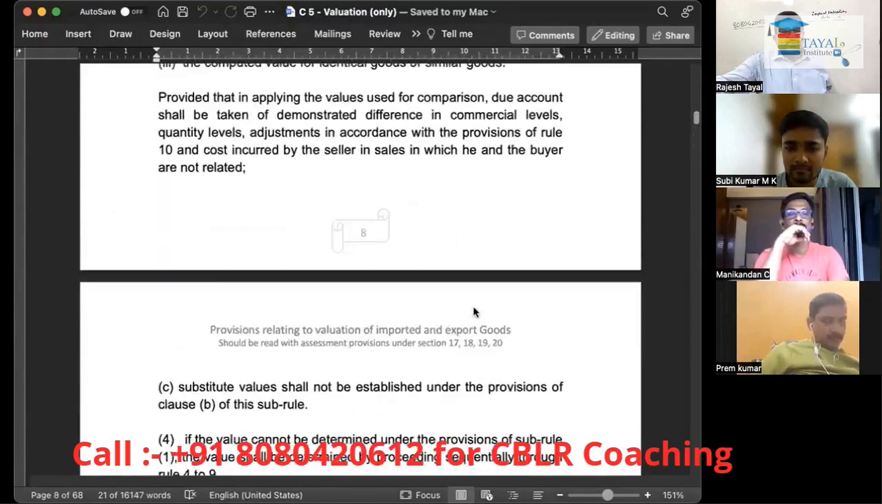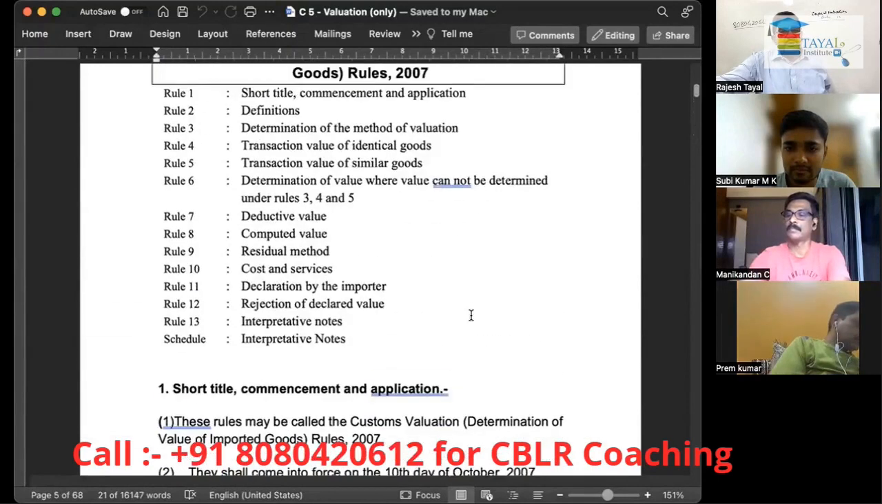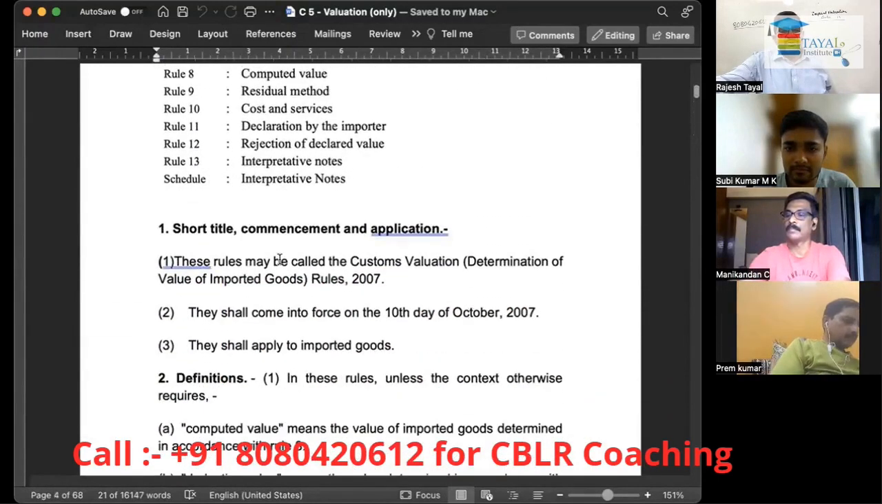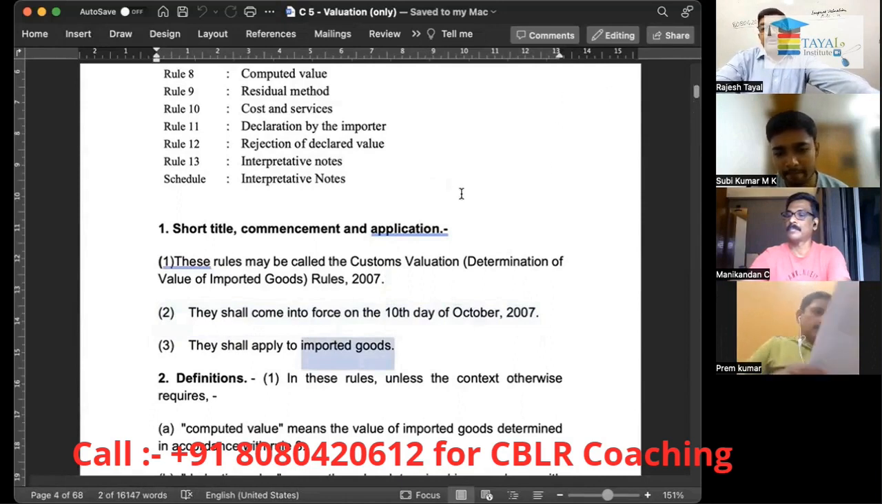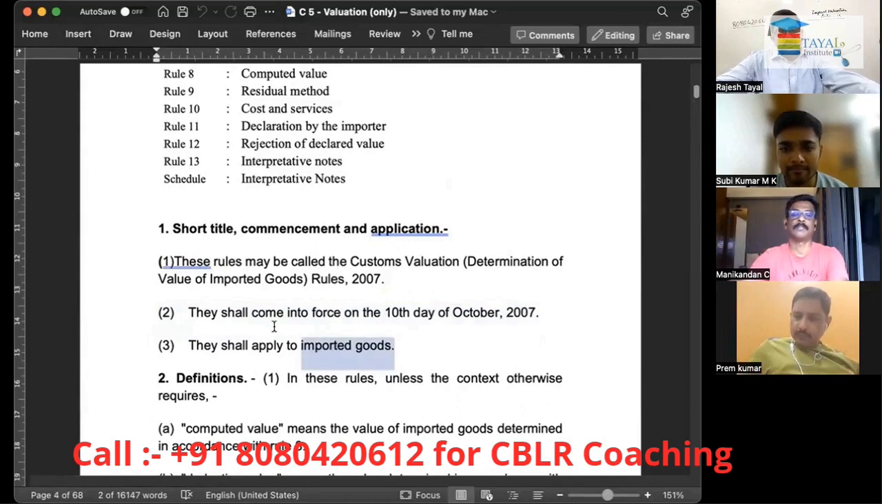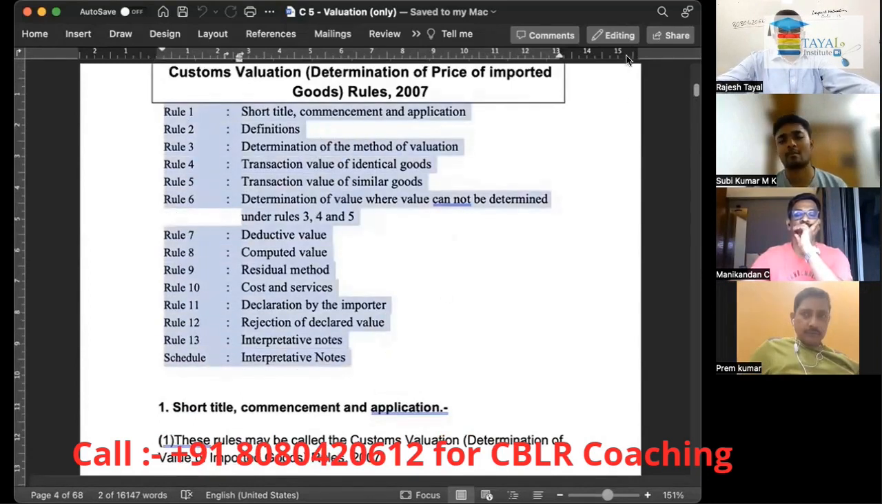And coming back to rule number 1, I said that these rules may be called the Customs Valuation (Determination of the Value of Imported Goods) Rules, 2007, coming into effect on 10th of October 2007, and apply on imported goods only, that is already known. Now coming to other definitions in rule number 2. But before we go into the definitions, let us understand the number of the rules. Yesterday, I gave you the homework.